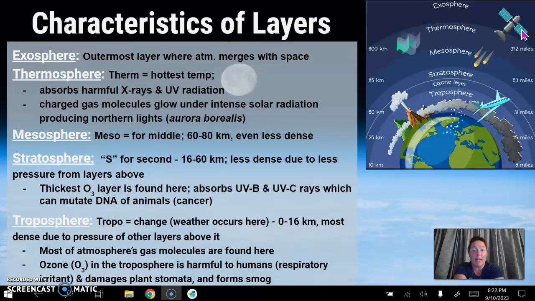The troposphere, that is the layer of the atmosphere that we actually come into contact with. The troposphere, that's where we see weather, that's where we see the atmosphere's gas molecules that we just talked about. The ozone in the troposphere is not good. So when we have ozone in the stratosphere, that's a good thing. Ozone in the troposphere is not good. It's the most dense of all the layers due to the pressure of all the layers above it. But the troposphere is, think of, that's the air that you're going to breathe.